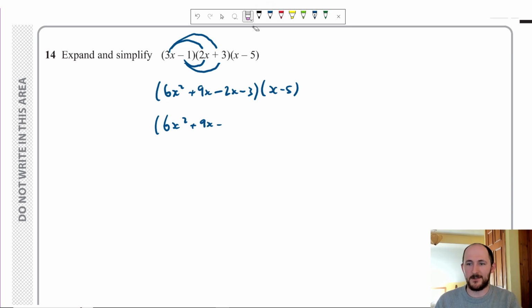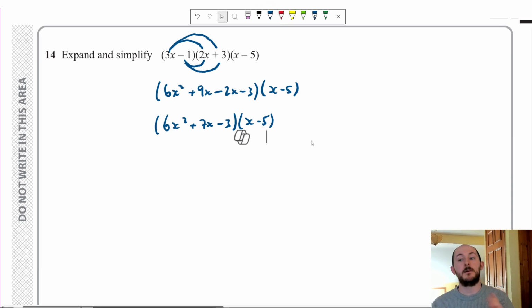And then I immediately don't simplify. And now we need to expand again, but this is weird because technically we haven't expanded a trinomial with a binomial. So a 3-term bracket with a 2-term bracket. But don't worry. All you need to remember is everything in this bracket times everything in this bracket. So start with the 6x squared.